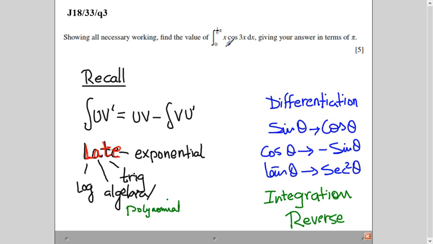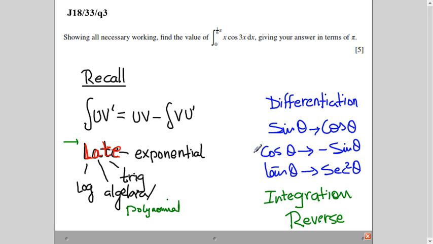So in this question, the two functions given to you are x, which is algebra or polynomial, and cos 3x, which is your trigonometric function. So in this order, you decide your u. If there is a logarithm present, you give it the name u. Then the second priority is algebra or polynomial, third priority trigonometry, fourth priority exponential. So here we have polynomial, so my u will be x and my v prime will be cos 3x.